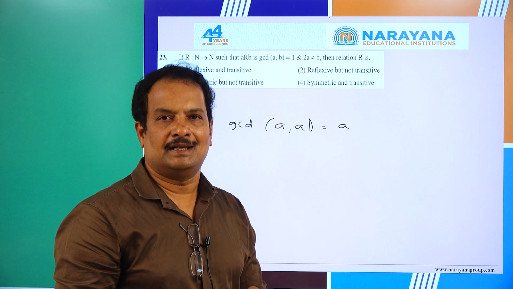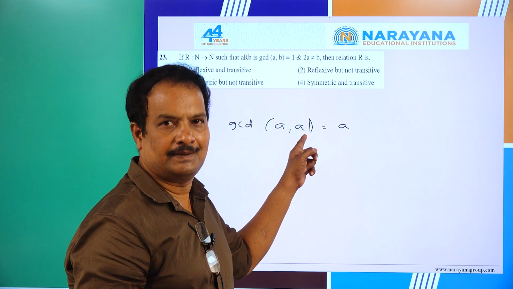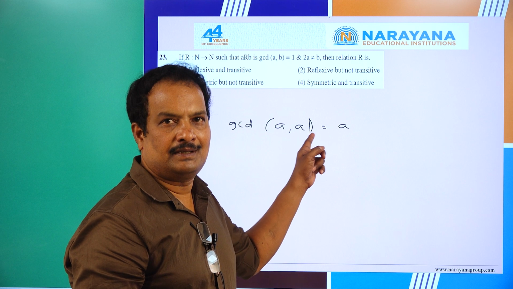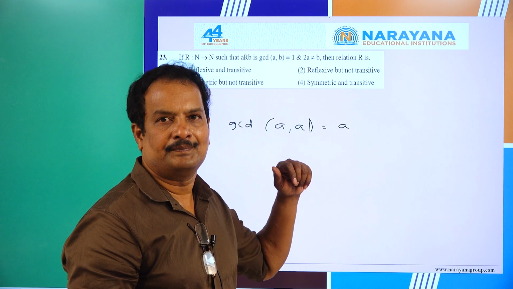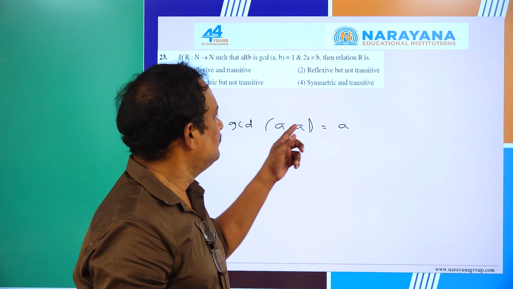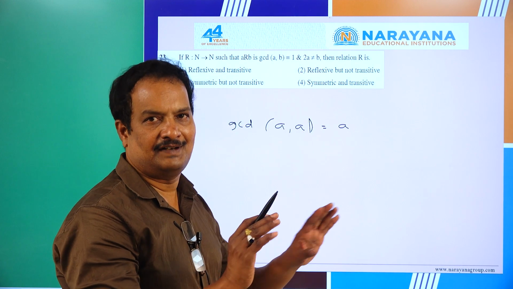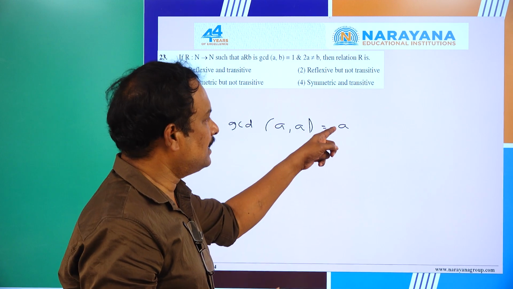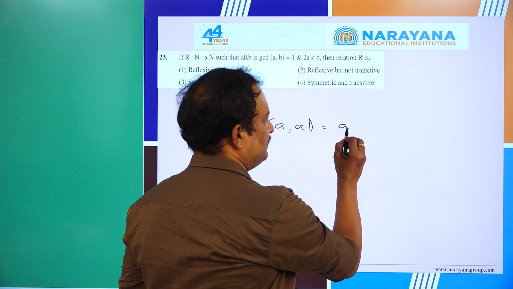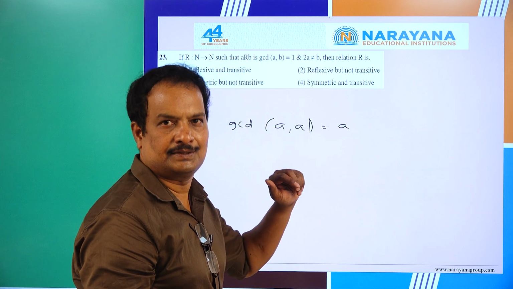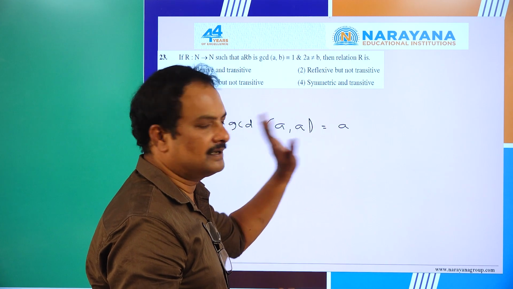It can be equal to some other value. For example, 5 and 5 I have taken, both are natural numbers, but what is the greatest common divisor? 5. But that is not 1. So according to this, it is not reflexive because it need not be 1. It can be any other natural number also. That is why you can say that it is not reflexive.